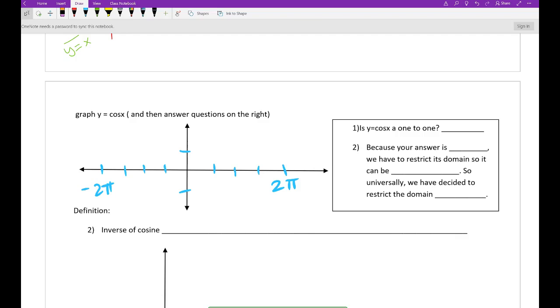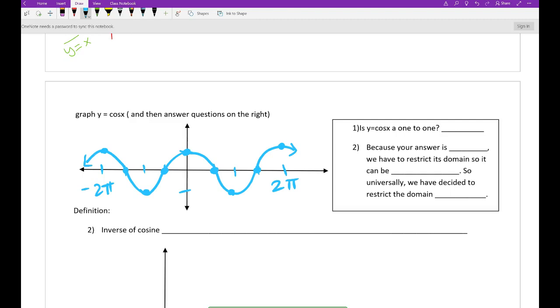Cosine starts where? 0, comma what? 1. Okay. So, is cosine even or odd? Even. That means what? It reflects across the y-axis. Yep, so all I need to do is go left and make the same exact dots. Even means reflected about the y-axis. That's right.